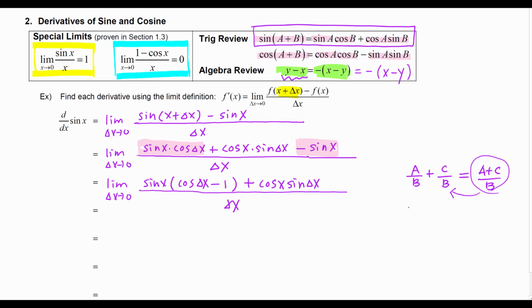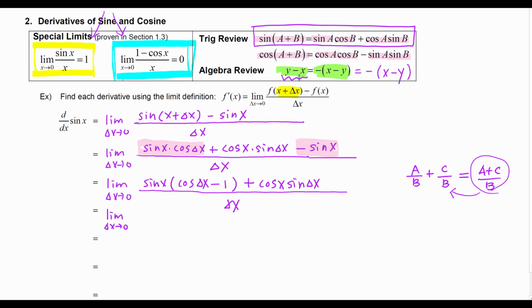So I would like to split this limit into two rational expressions because I see that each of these fractions contains one of these limits, so that we can use them. So let's go ahead and split this. So I have a limit as delta x approaches 0. However, I can see that we have the limit of 1 minus cosine x over x equals 0, not cosine delta x minus 1 over delta x. So I need to have this parenthesis switched.